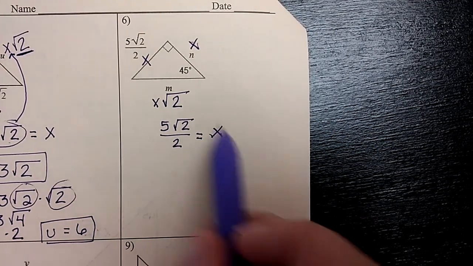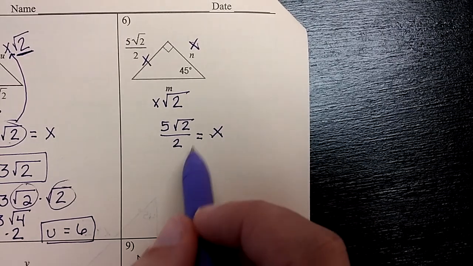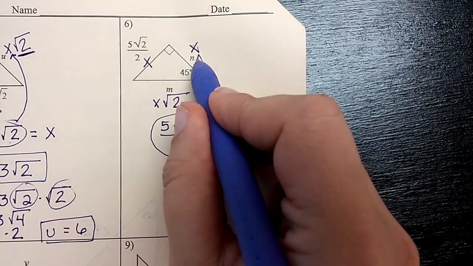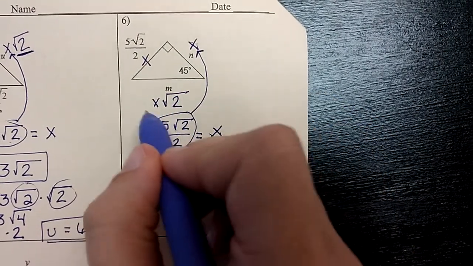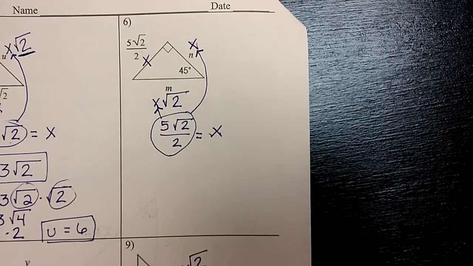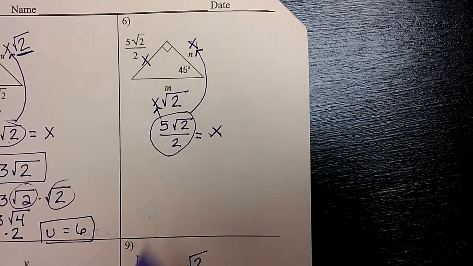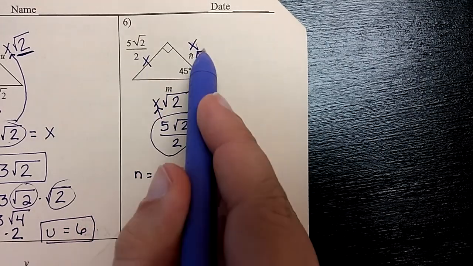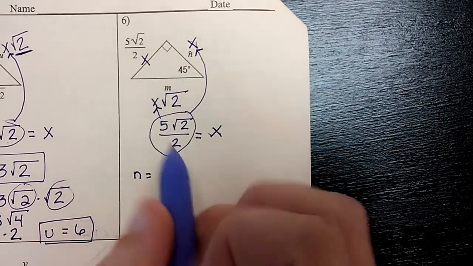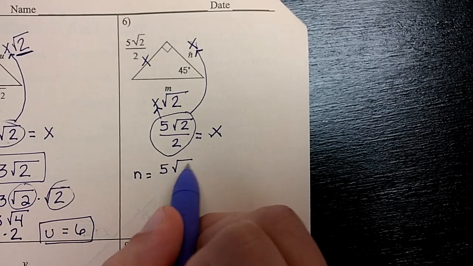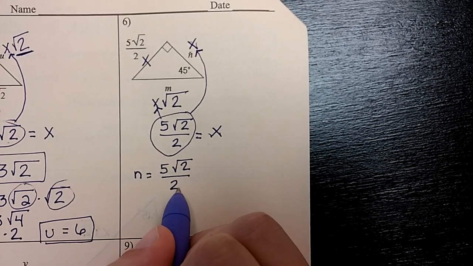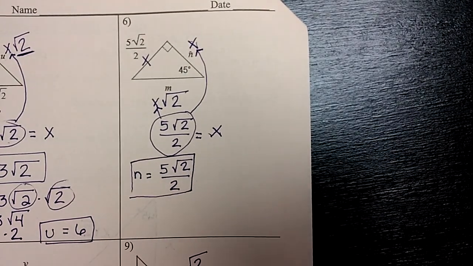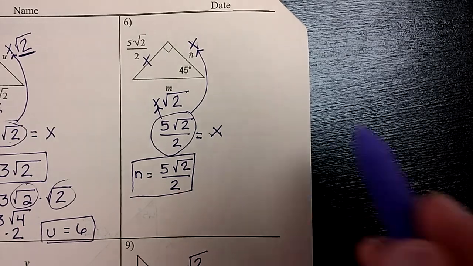In this case, we don't have to solve for x. x is by itself, so this is the x value that I will be plugging in for each side. So I have to plug it in to get side n, and I plug it in for x here to get side m. So side n has the same label as the given side. They're both x. So both legs are always congruent. So n is 5 root 2 over 2. Okay? Nothing to simplify. That's our answer.